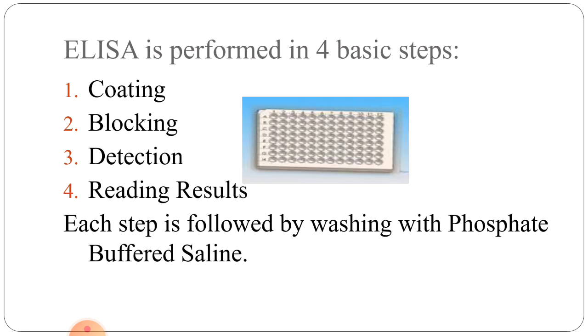Now, let us move on to the procedure of ELISA. ELISA is performed in 4 basic steps. First step, coating; second, blocking; third, detection; fourth, reading results. Each step is followed by washing with phosphate buffered saline.